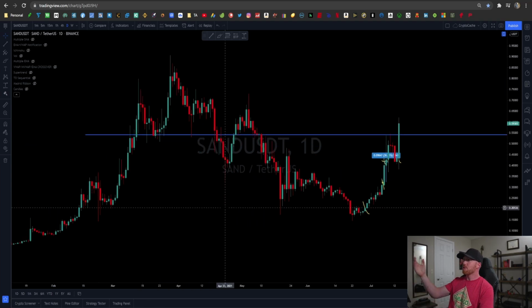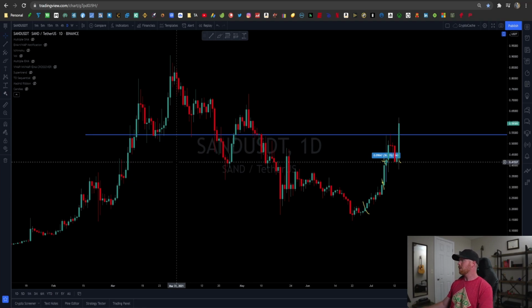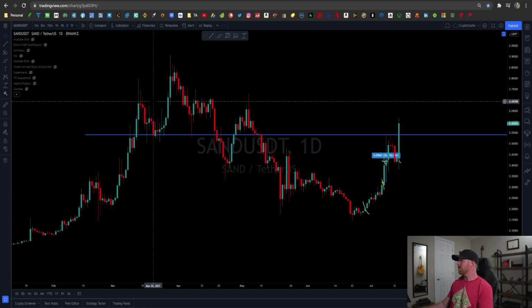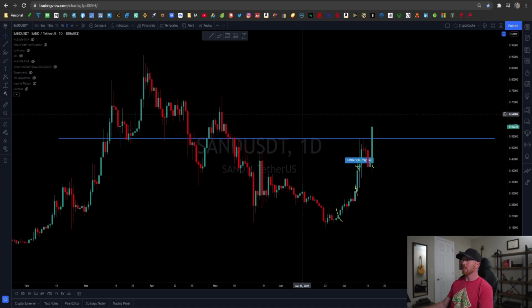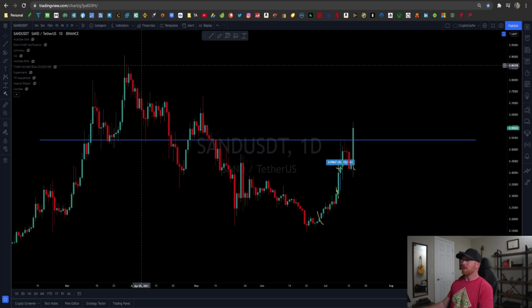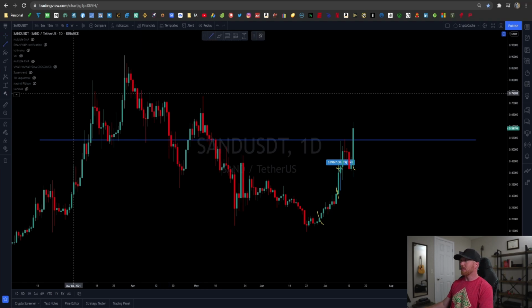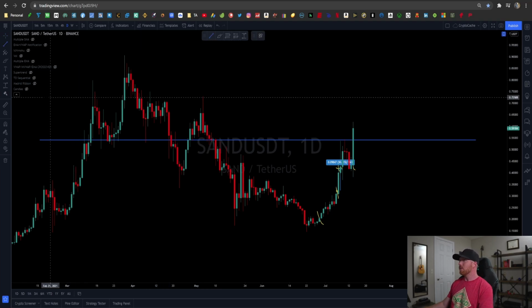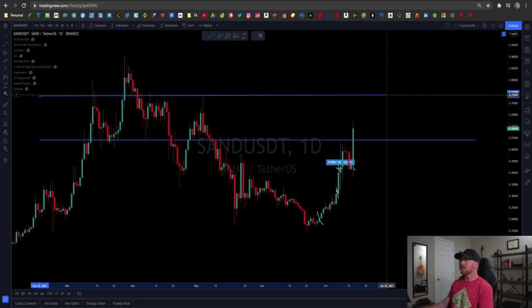But again, the average true range for Sandbox is right about 41 to 70 cents, and we're creeping up closer to 70 cents at this point. So there's a strong chance that we're going to have another resistance level. In fact, why don't we just go ahead and mark that? It does look like 74 cents would be the next major resistance.